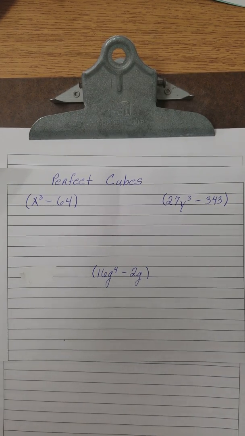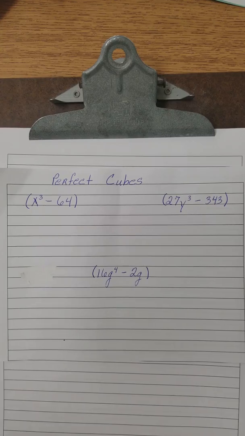For instance, x times x times x gives us x cubed. Therefore, x cubed is considered a perfect cube. 8 would be considered a perfect cube because 2 times 2 times 2 gives us 8. 27 also would be considered a perfect cube because 3 times 3 times 3 gives us 27.